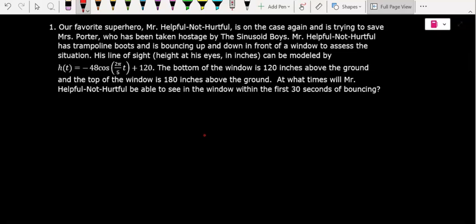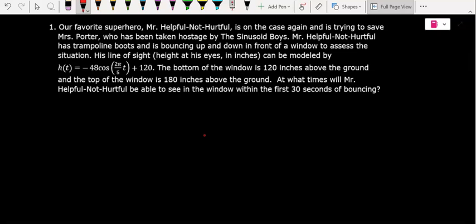He's on the case again and is trying to save Miss Porter, who has been taken hostage by the Sinusoid boys. Mr. Helpful, Not Hurtful has trampoline boots and is bouncing up and down in front of a window to assess the situation. His line of sight, the height of his eyes in inches, can be modeled by the equation given: negative 48 cosine 2 pi over 5 times t plus 120.